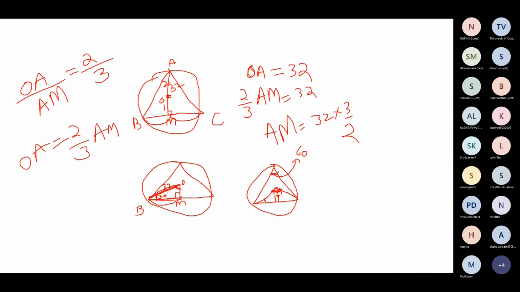Method 1 I showed here. OA is 32. This is the first method. You can find AM directly, 48 centimeters. Otherwise, if you want to use a formula, altitude is equal to root 3 by 2a. So then you should find the side of the equilateral triangle. How to find the side? From this triangle, you can find BM. Double it, it's BC. And BC is the side of the equilateral triangle. Root 3 by 2 into side will give you the length of the altitude.